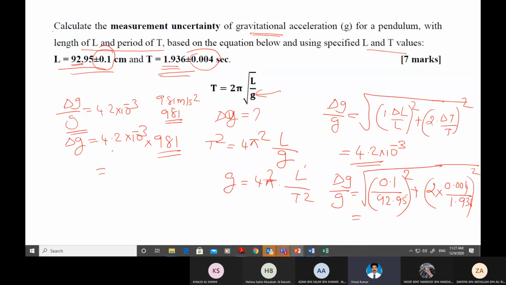If you multiply by 981, you are getting delta G in centimeter per second square, correct? Because all of them you substituted in centimeters. That's why here you have to substitute in centimeter per second square. So what is the final value?